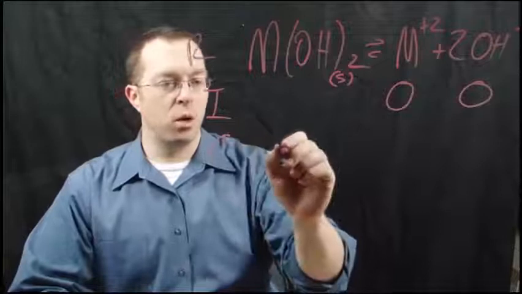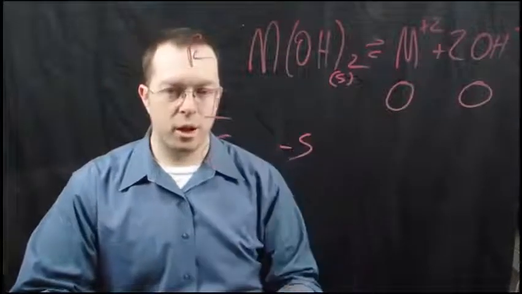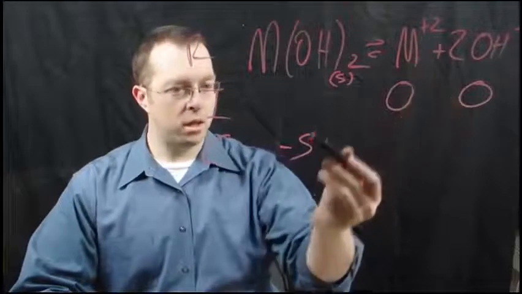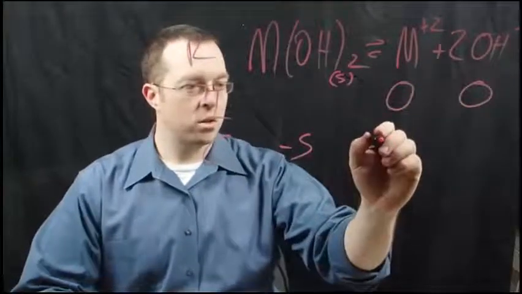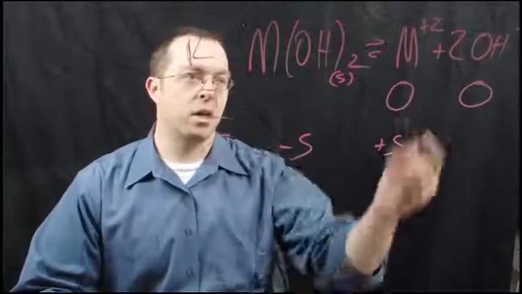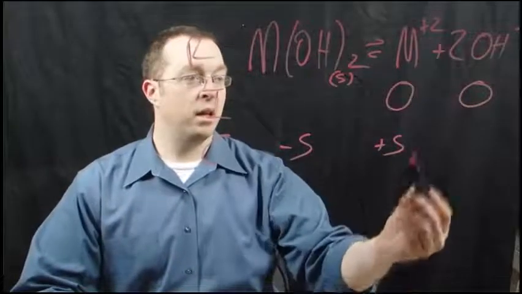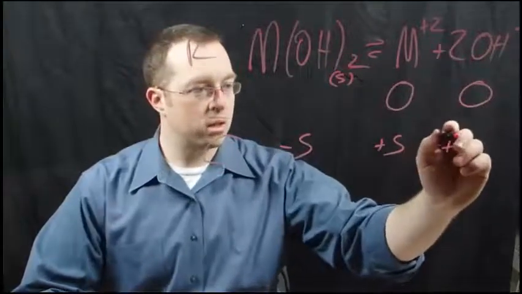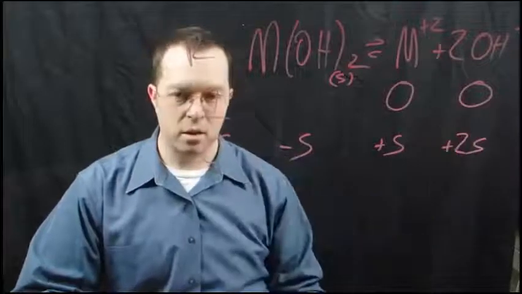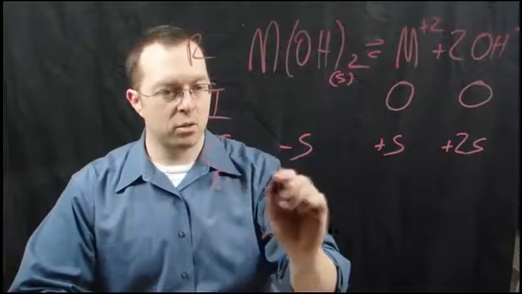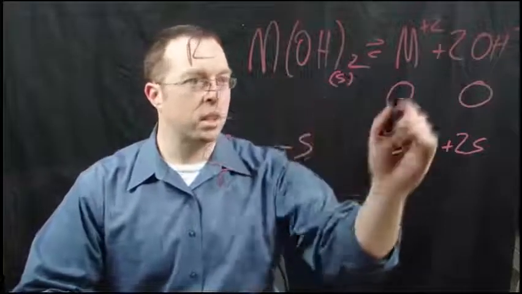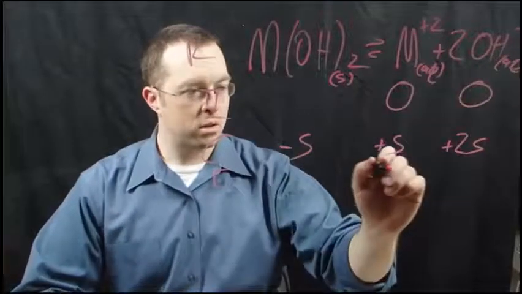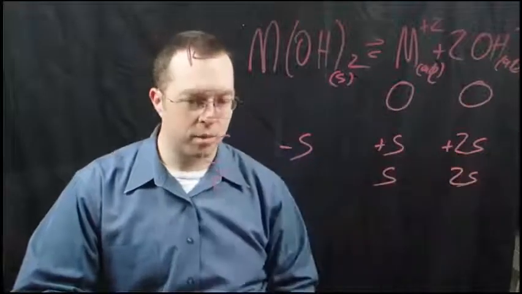Now, the change. We're going to be losing some of these molecules as they break apart. And for each one of these that breaks apart, I'll get one of these. I don't know how many that is. That's S. So I'm going to gain plus S, M+2 ions. Then, again, for each one of these that breaks apart, I'm going to get 2 hydroxides. So that's plus 2S hydroxides. My ending concentration, don't care, because this is a solid. These are the only two things that are aqueous. This is going to be S and 2S.